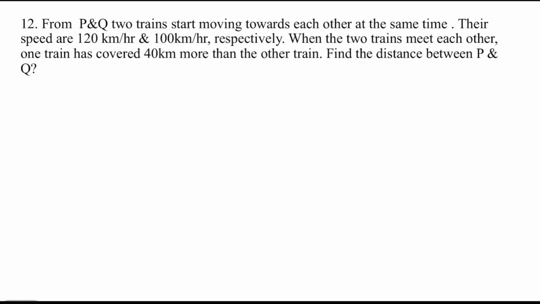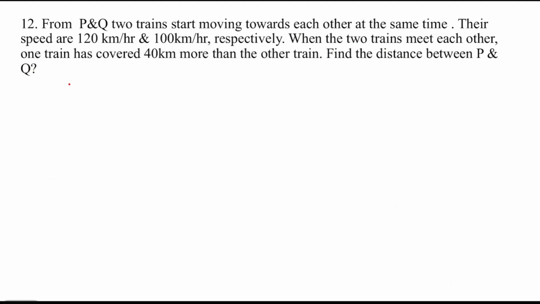From P and Q, two trains start moving towards each other at the same time. Their speeds are 120 km per hour and 100 km per hour respectively. When the two trains meet each other, one train has covered 40 km more than the other train. So find the distance between P and Q. So the total distance they are asking.